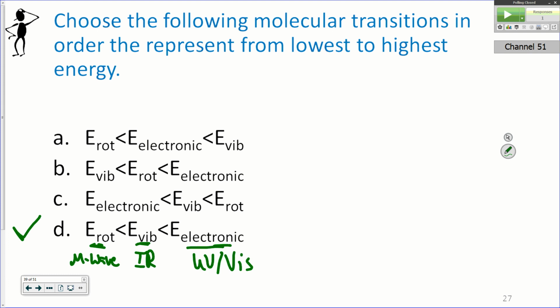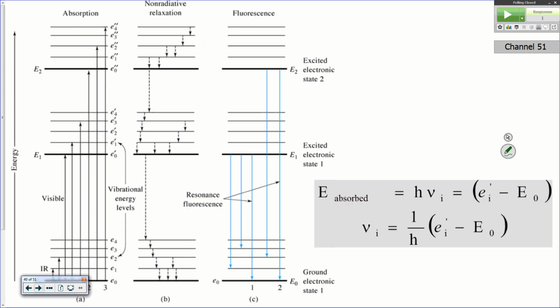Is X-ray considered electronic too? Yes and no. It's electronic in the sense that it's the promotion of electrons, but since it's core electrons, it frequently is associated with the breaking of bonds. Usually when you think about electronic, you're just talking about valence. So X-rays are a little different.